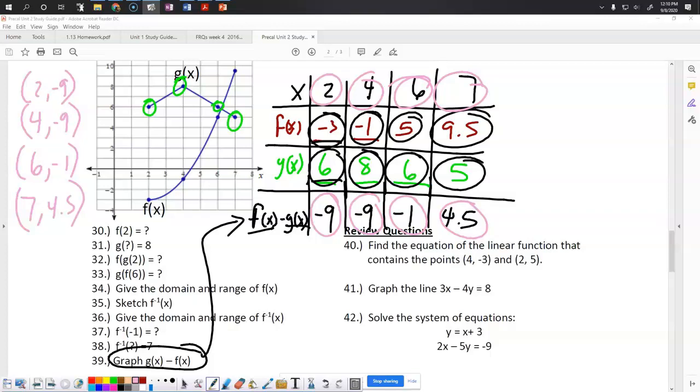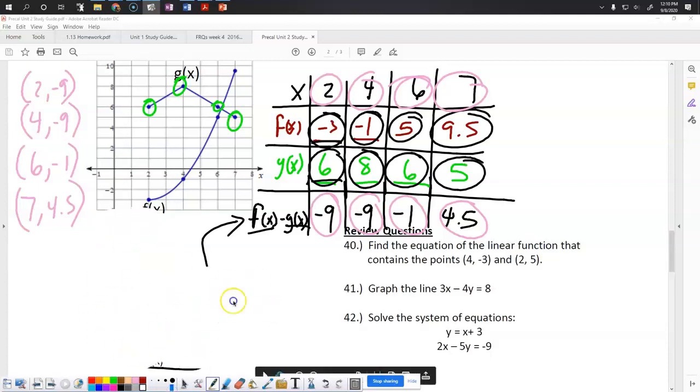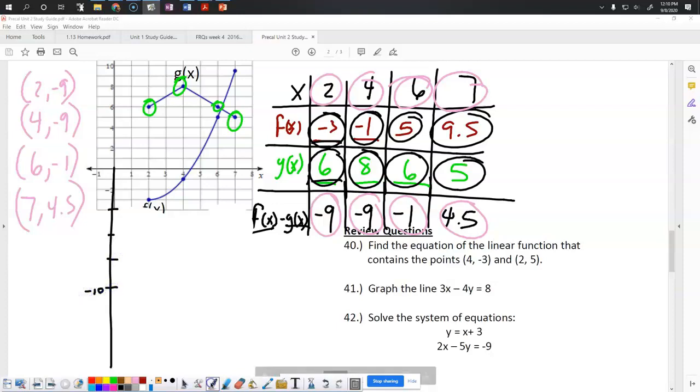So 2, negative 9 would be off the chart, so I'll need to be creative here for a second. Off the chart, so we're at negative 2. This was 4, 6, 8, 10. All right. So 2, negative 9. Over 2 down 9 would probably be right about here. 4, negative 9 would be right here. 6, negative 1 would be here. And 7 and 4.5 would be right about here. And if I were to connect those, it would look something like that.